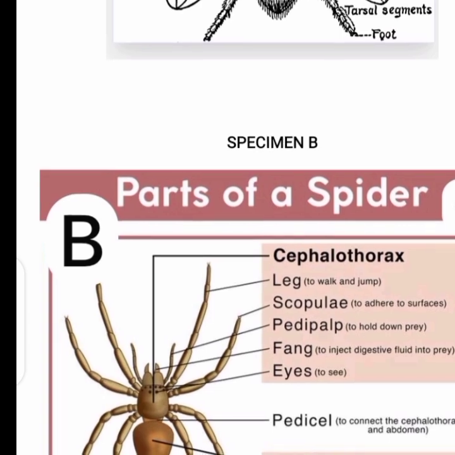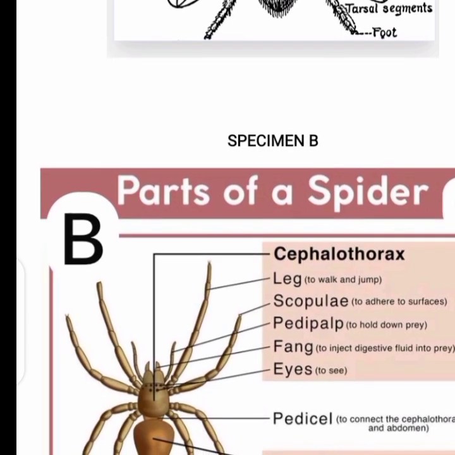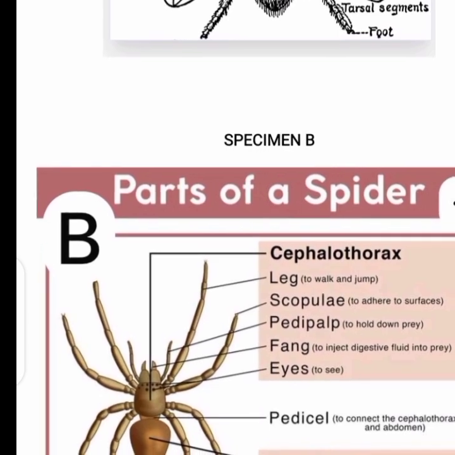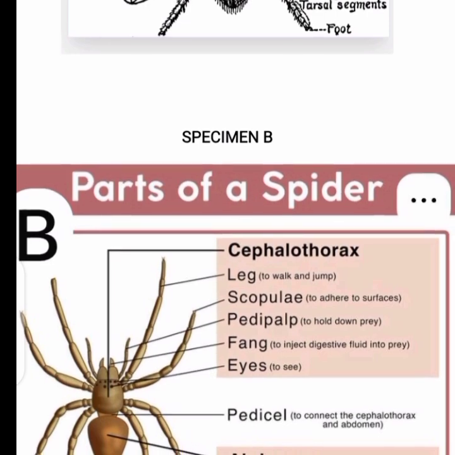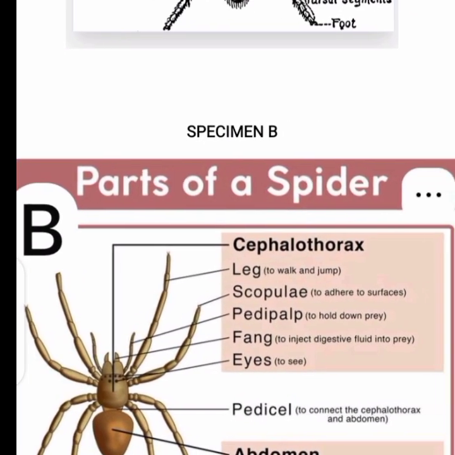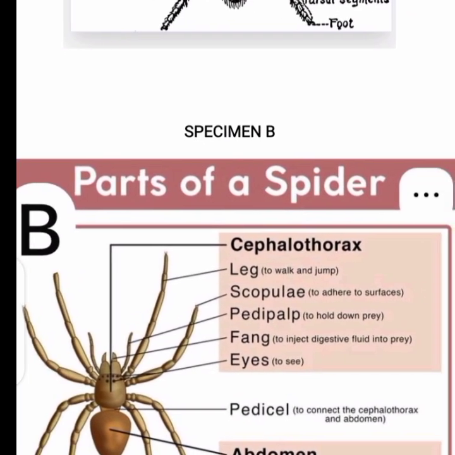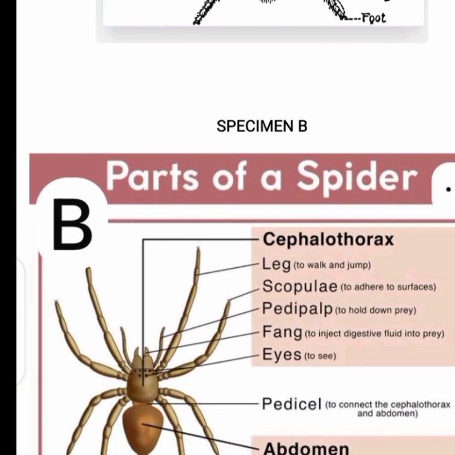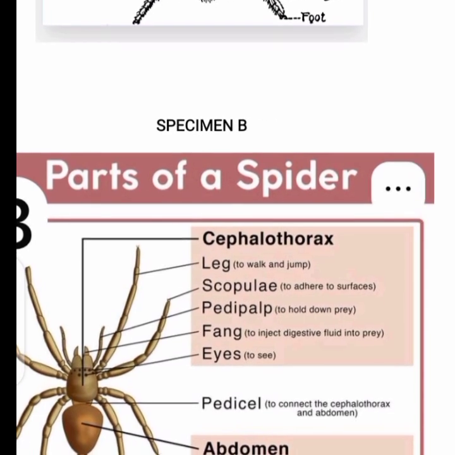You can see the upper part of the body is called the cephalothorax, which consists of legs to walk and jump. Then they have the scopulae, that is to adhere to surfaces, to hold themselves to surfaces. Then we have the pedipalp, that is to hold down prey. You can see the pedipalp, they use that to hold their prey down so they can actually feed on it. Then we have the fang, that's to inject digestive fluid into prey.